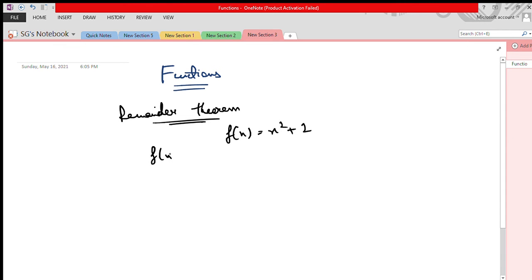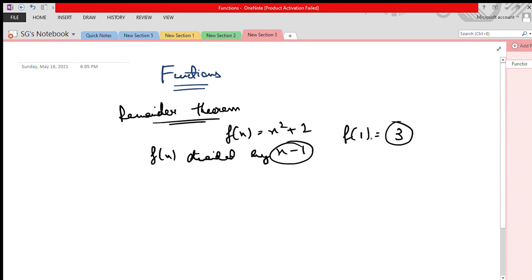f(x) is, let's say, divided by some x minus 1, let's say. So what we do is that we put x equals 1, and we get 3. So we say that when x squared plus 2 is divided by x minus 1, we get 3 as the remainder, kind of like that. Clear? So these sorts of things students get to know in class 9.